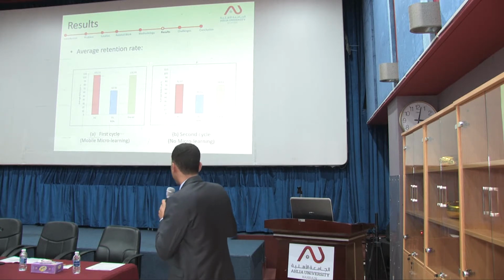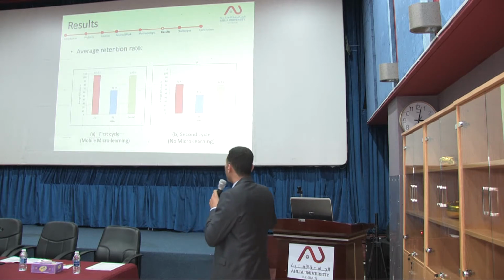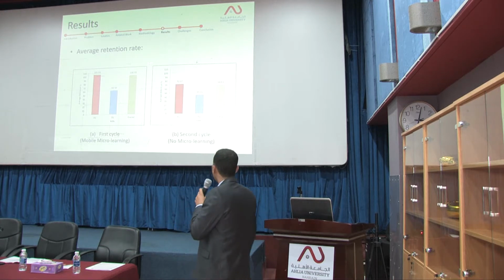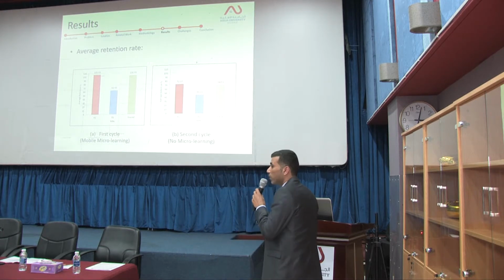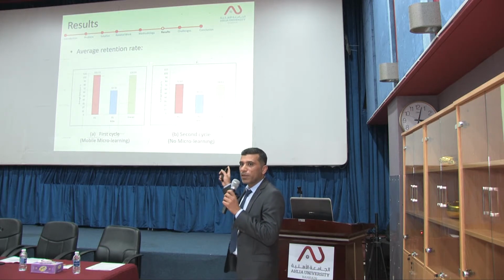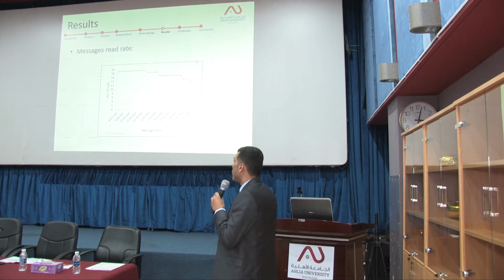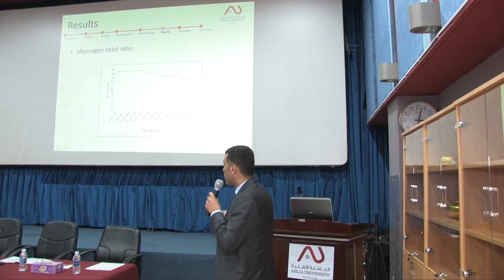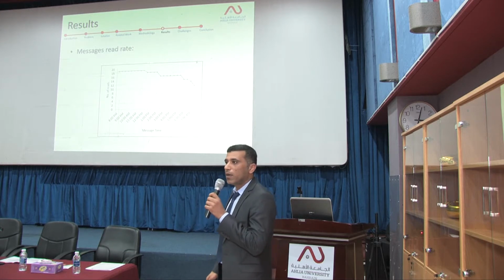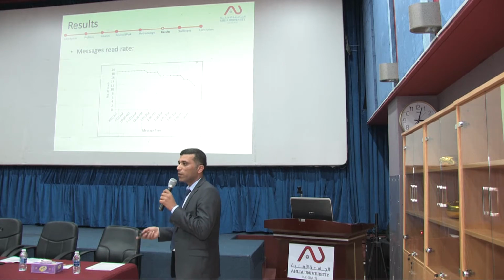On the other hand, we have the second cycle without microlearning. We see that for A1, the retention rate is 72%, and for B1, it's just 45%. And we see that using microlearning, we enhance the retention by approximately 35%. This is the message read rate. We notice that the message read rate decreased during the night because students have different schedules and different activities.